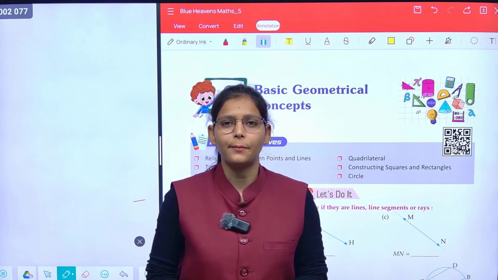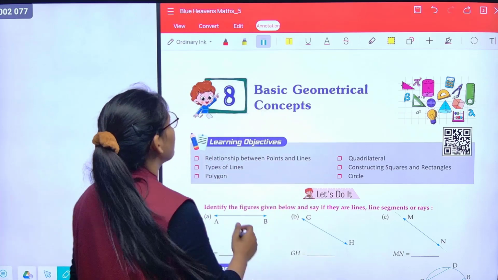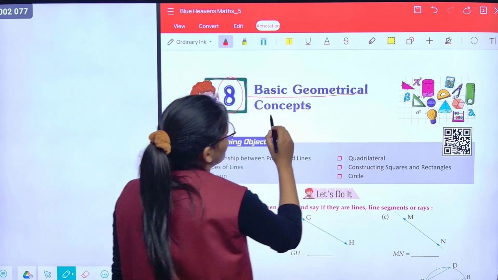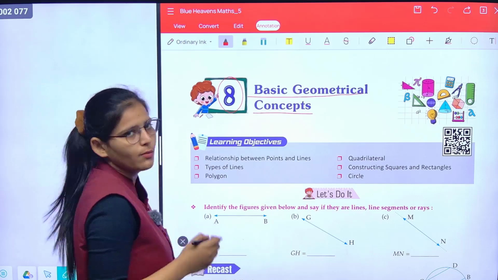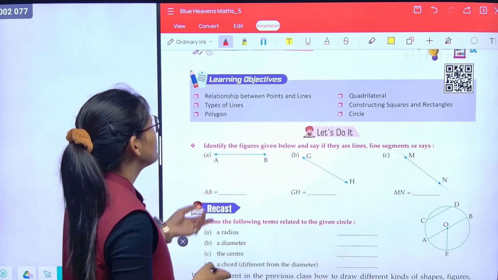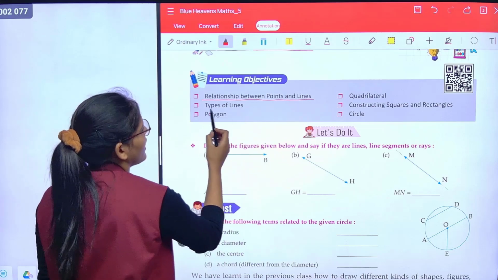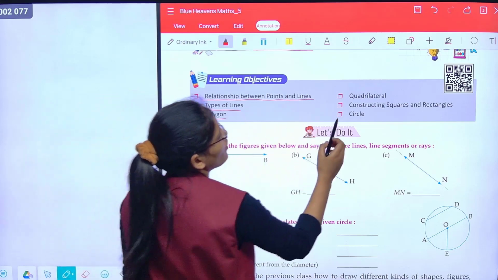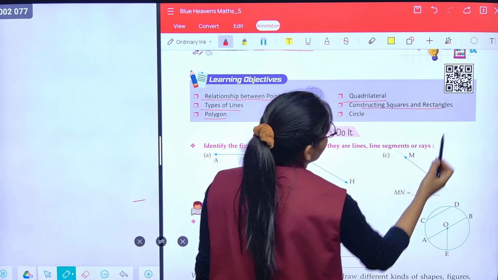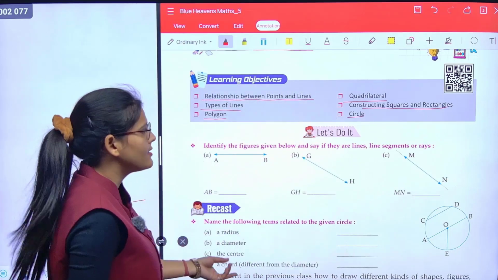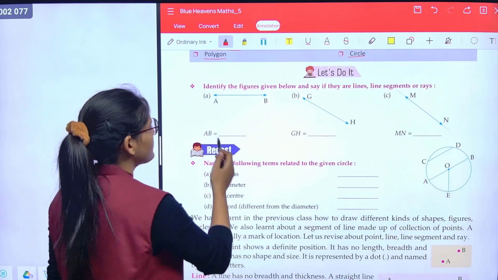Students, today we will learn chapter number 8, basic geometrical concepts. Today we will learn about the relationship between points and lines, types of lines, polygon, quadrilateral, constructing squares and rectangles, and circle. Okay class, now let's start the chapter.